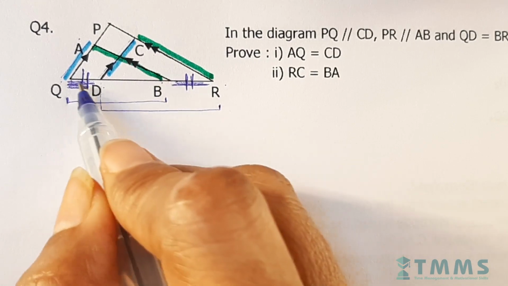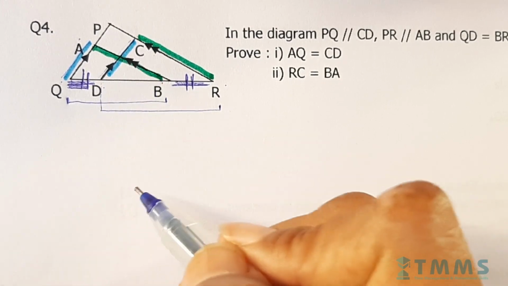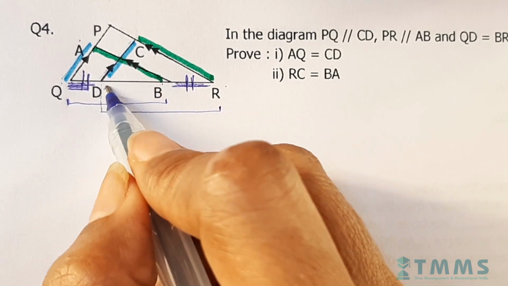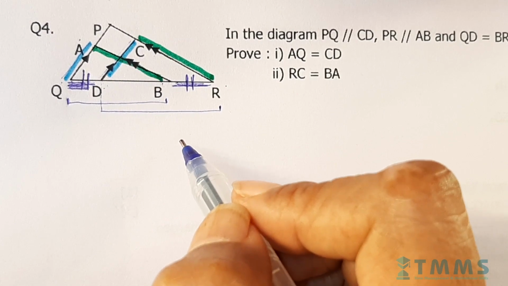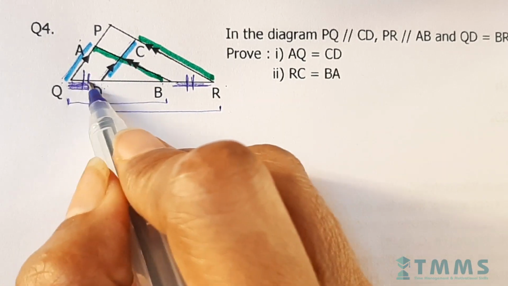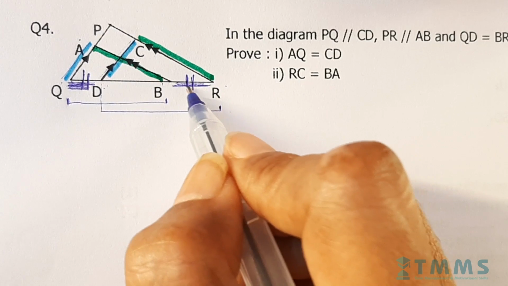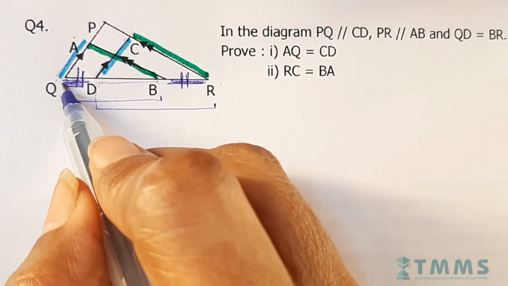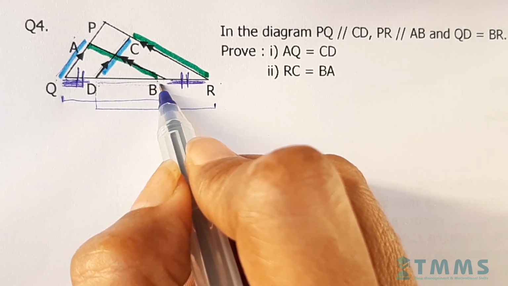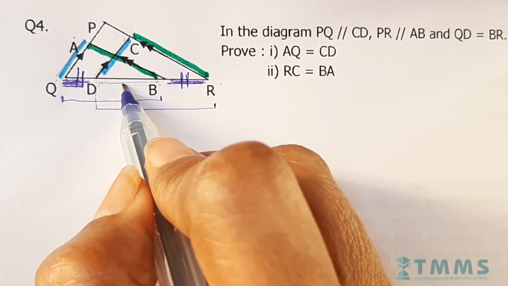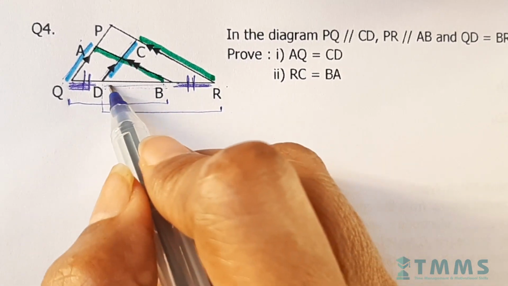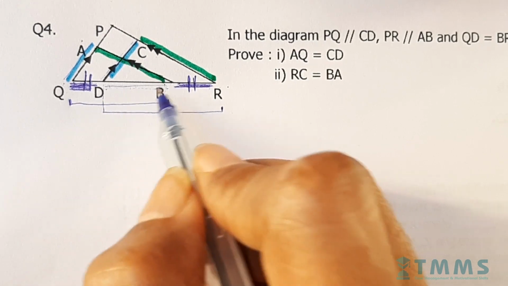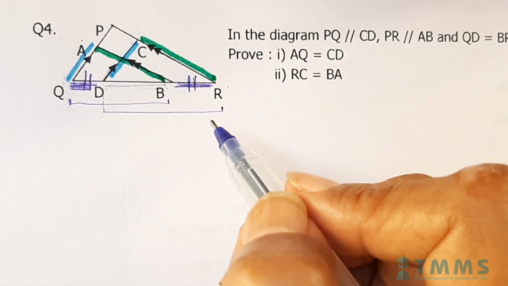Now, because we know that these two are equal, how will I connect with QB this DR? What is QB? Isn't it QD plus DB? And what is DR? Isn't it DB plus BR? So you will see if this was X units, so this also would be X units. And if this was Y units, this length from here to here would have been X plus Y. And this DR also would be X plus Y. So you see QB and DR, they are equal.